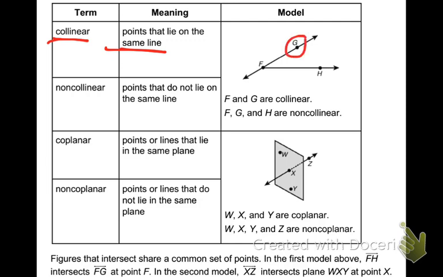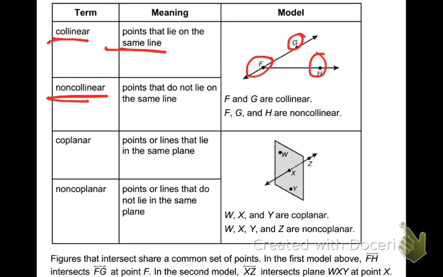So for example here, G and F are collinear. They are points on the same line. Are F and H collinear? Yes, those are on the same line. Would G and H be collinear? No, they are not on the same line. G and H would be what's called non-collinear: points that do not lie on the same line. So F, G, and H are non-collinear points, because they are points on two different lines. They're on more than one line.